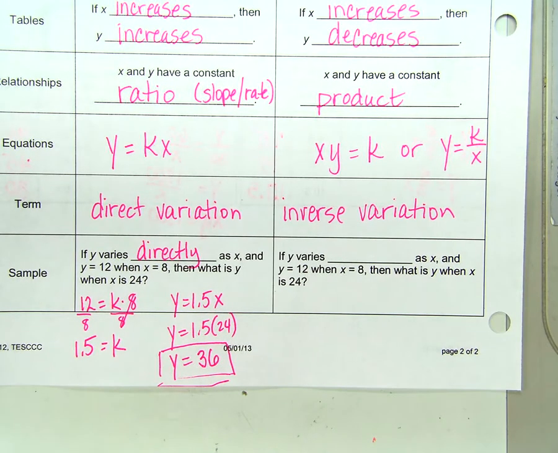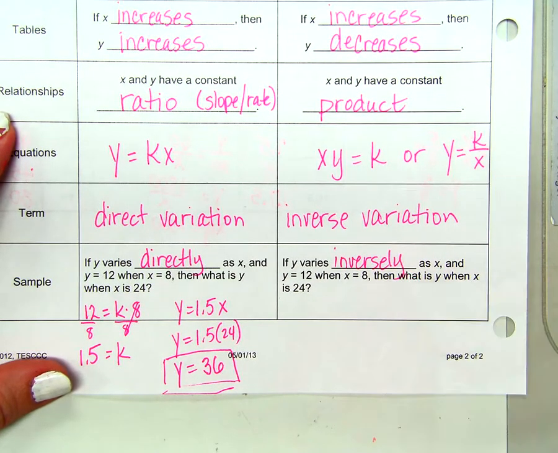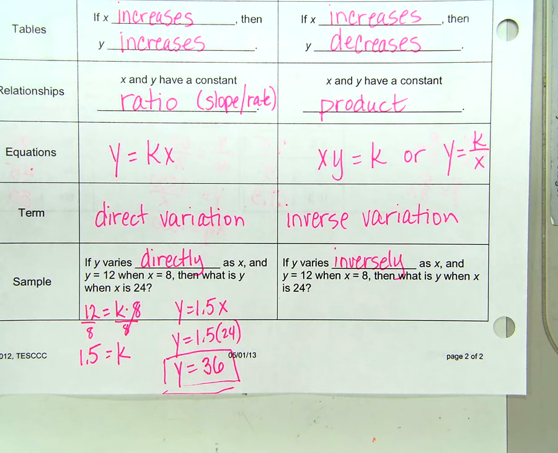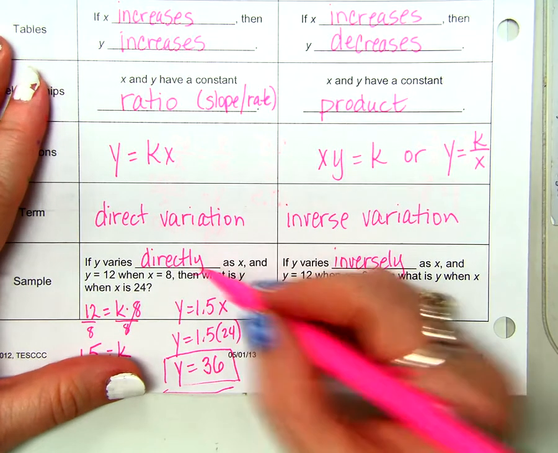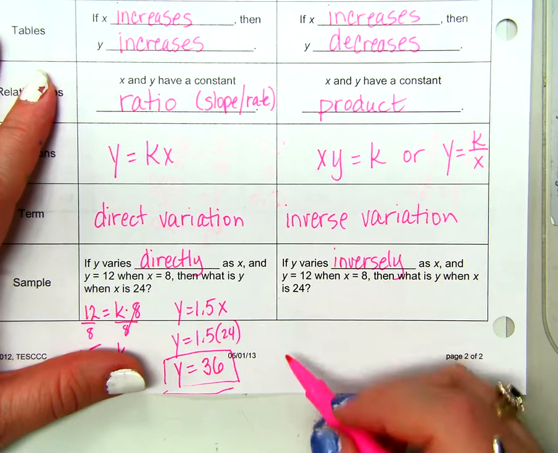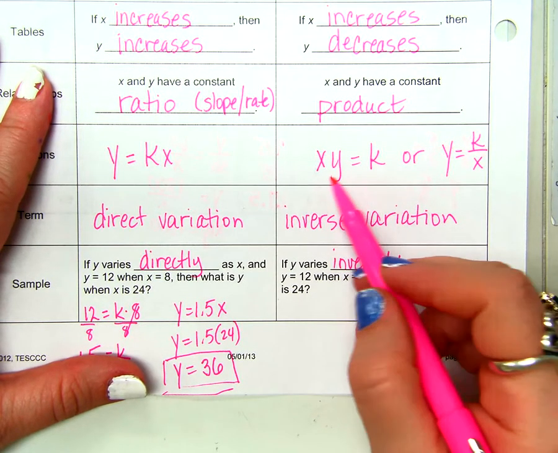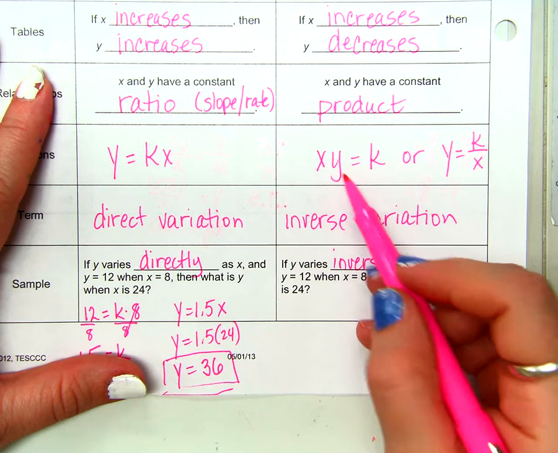Look at the second one, 2, 4, and 6 for the examples. If y varies inversely as x and y equals 12 when x equals 8, then what is y when x equals 24? So wait, how are these two problems different? Except for how they vary, right? This one very clearly varies directly. This one very clearly says inversely. All right? So once again, we start by finding k. So to find k, don't you think this one would be easier? Because it's already k equals something.